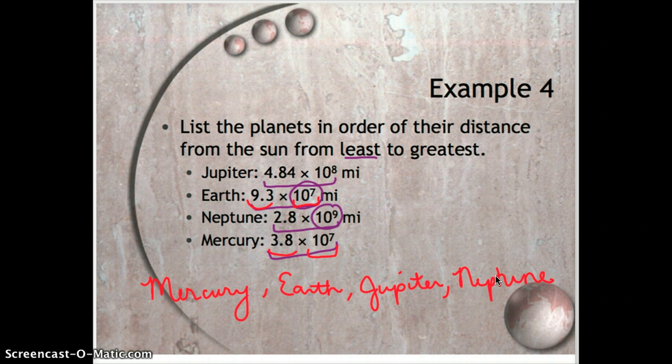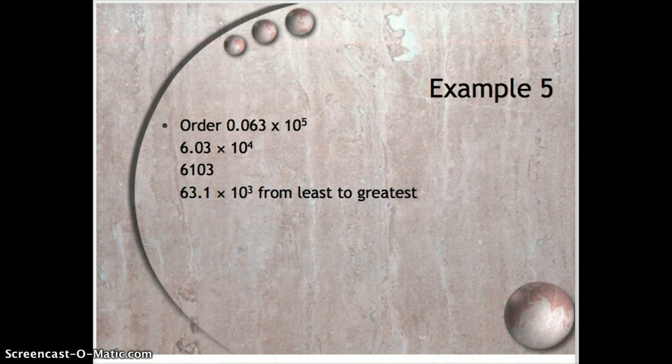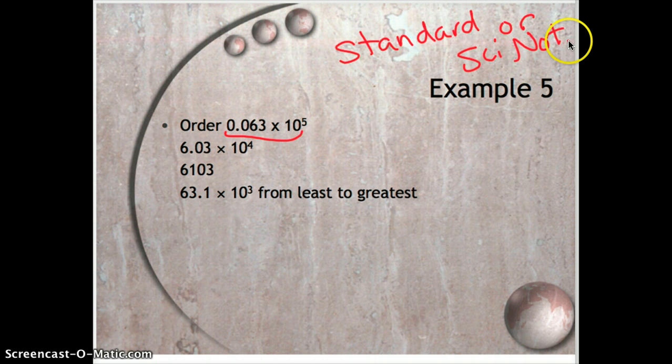Sometimes, though, you're given numbers that are not already in scientific notation or standard form. These are hard to compare because 0.063 times 10 to the 5th is not in scientific notation because 0.063 is less than 1. So we need to do one of two things. We can either make them all in standard form or all in scientific notation. You need to get them all into one form or the other. Most students that I've met, at least with small-ish numbers like this, prefer to go to standard form first because you're more comfortable with it. So let's try that in this example.